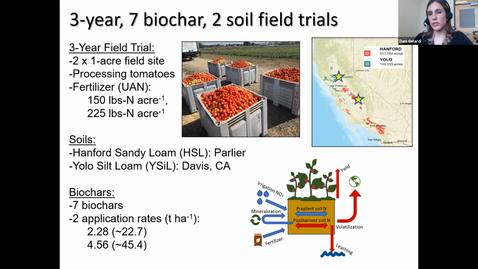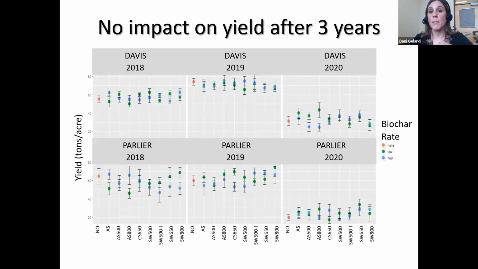These trials are still ongoing, so I'm not going to show a lot of the data from it, specifically the data on soil microbial communities or some of the other soil chemistry parameters, but I will show the yield data. Here on the y-axis, we have yield in tons per acre. On the x-axis, we have all of the different biochars. This pink dot in each square is the control where no biochar was added. I could continue to point out what each of these things mean, but truly the takeaway message is that in 2 locations in 3 years, there was no impact on yield.